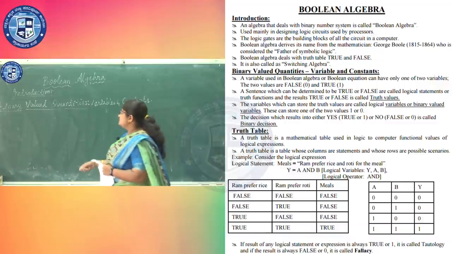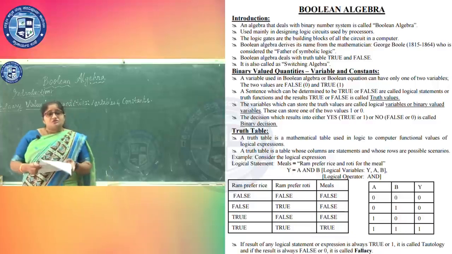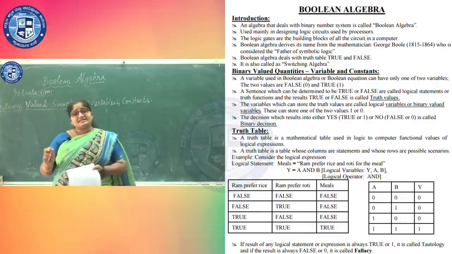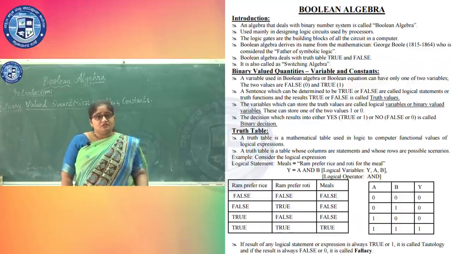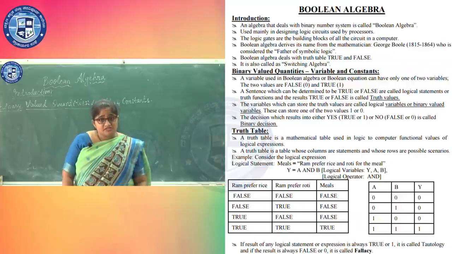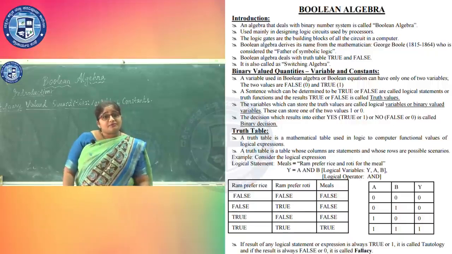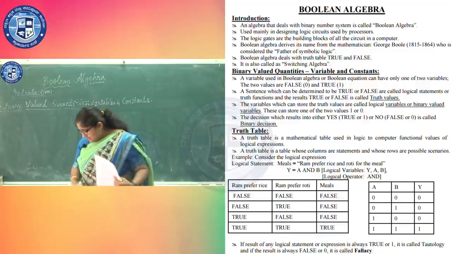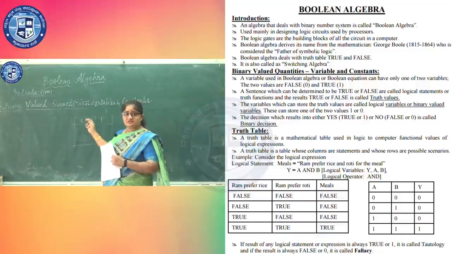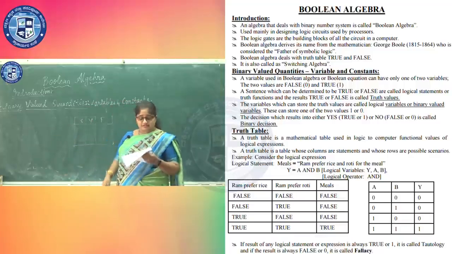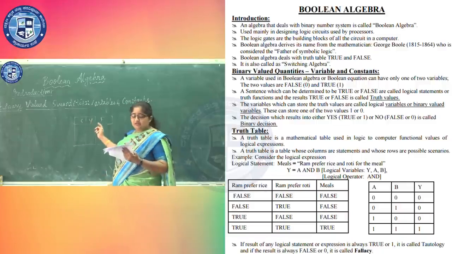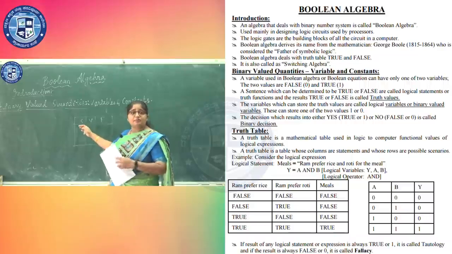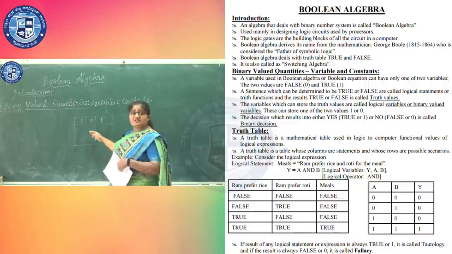Next topic is the truth table. So, what is a truth table? A truth table is nothing but a mathematical table which is used in logic to compute the logical expression with the values. Like we will have values here. Look at the definition there, the first point.